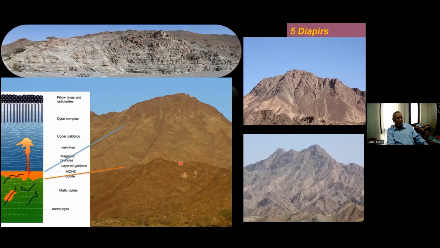So this is an example of the Maqsad diapir, where we find fossilized mantle lenses with layered gabbro within the diapir. And here we can see it's around 400 meters thick and extends for 10 kilometers. Here's another example of a mantle diapir, another mantle diapir. So we have 5 large mantle diapirs, which can be seen only in Oman.